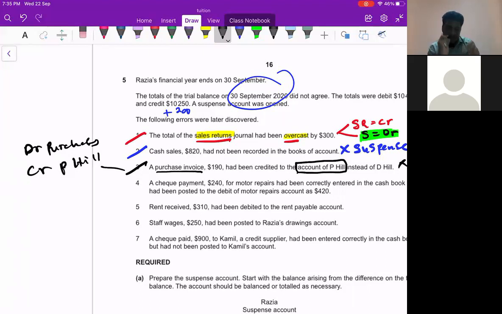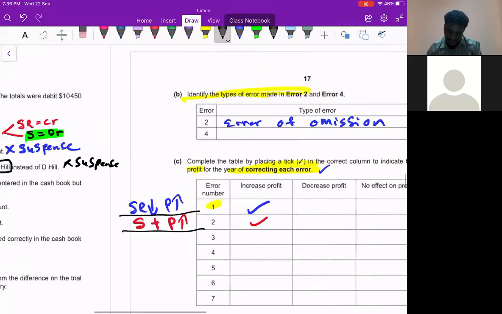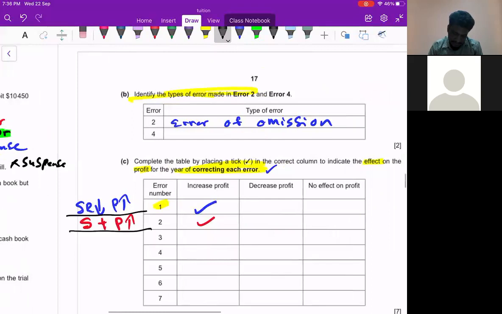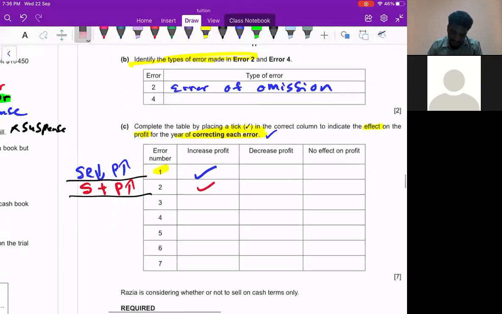Whenever the total is not balanced, then only the suspense account will appear. So for this one, no suspense also. For this one, no suspense. This is error number 4, so no need. Error number 3 here. So what happened?